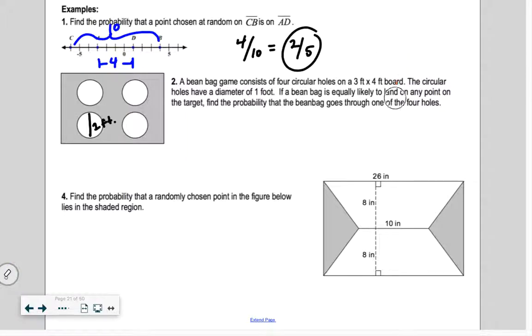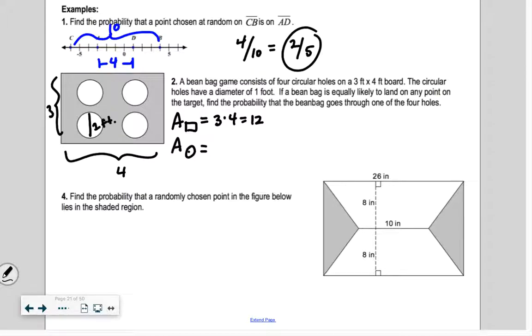All right, so we want to find the area of this whole board. We said it was a 3-foot by 4-foot board. So our area of a rectangle is 3 by 4, which is 12. And the area of one of those circles is going to be what? A little tricky.